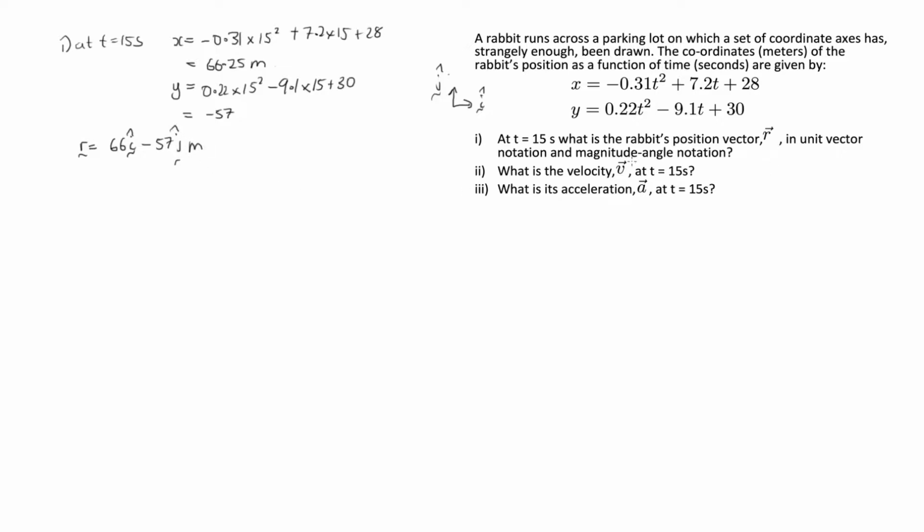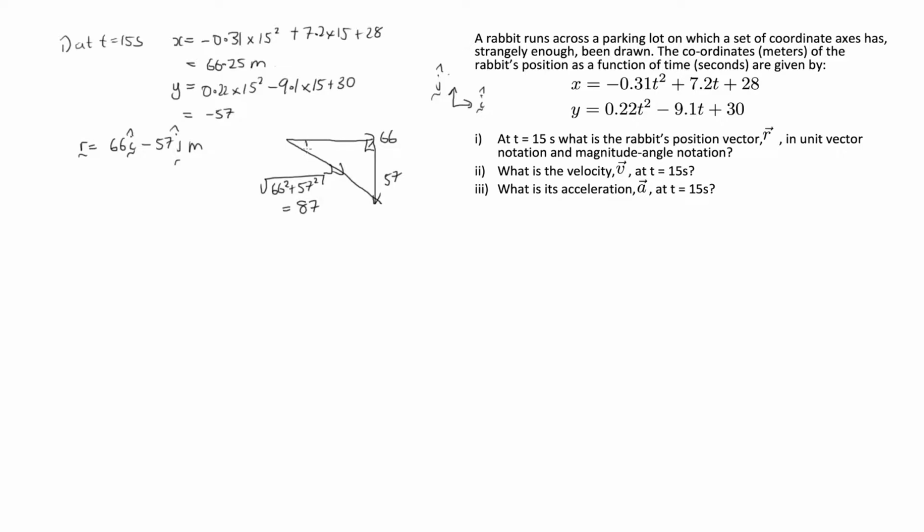Now we also need to give it in magnitude angle notation. So in magnitude angle notation, we've got 66 here and then 57 downwards. And we're trying to work out what this magnitude and angle is here. To work this out, we can use Pythagoras. These are at right angles. So this is the square root of 66 squared plus 57 squared. When we calculate that, we get 87 to two significant figures.